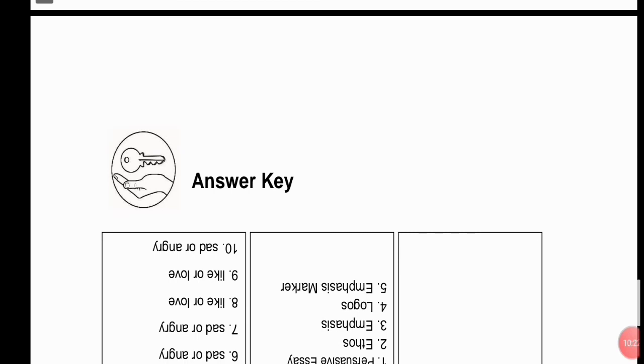So that's it for week 4. Always remember, to be able to convince your readers, you must follow the standards or the rules in convincing other people through a persuasive essay by using emphasis markers. Okay?